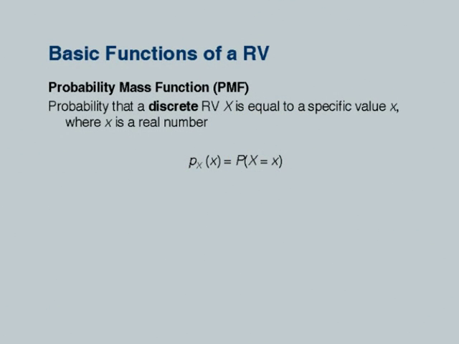There are specific basic functions which we use a lot to describe a random variable: the probability mass function, the cumulative distribution function, and the probability density function. We will go to the definitions of each of these. The probability mass function, many times abbreviated as PMF, is the probability that a discrete random variable X is equal to a specific value x, where small x is a real number. It is important to note that it applies to discrete random variables only.